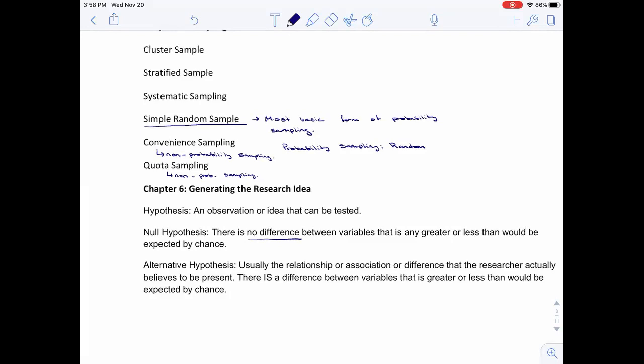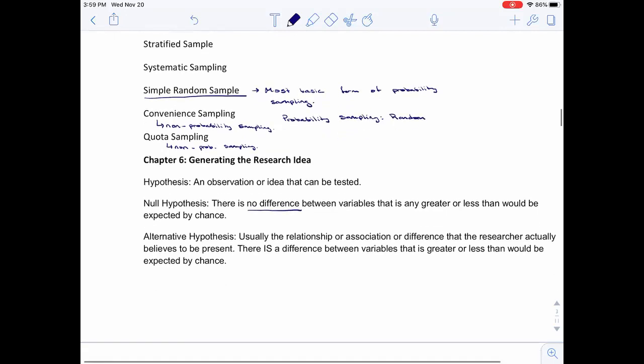And then the alternative hypothesis is usually the relationship that you suspect is there. So it's usually the thing that you think is going on. But what we have to do is do all our testing assuming that there's no relationship until our sample proves otherwise. And so our alternative hypothesis is just that there is a difference, there is an association, there is a relationship.